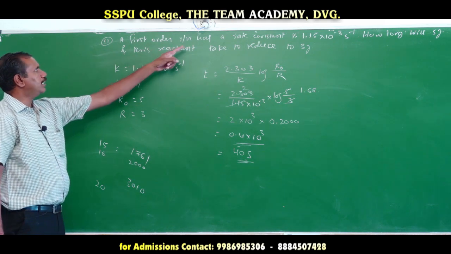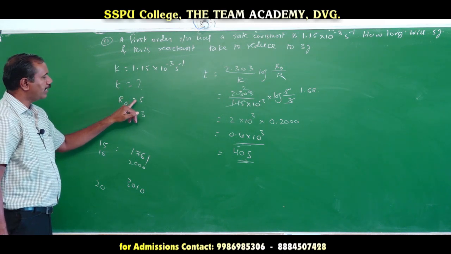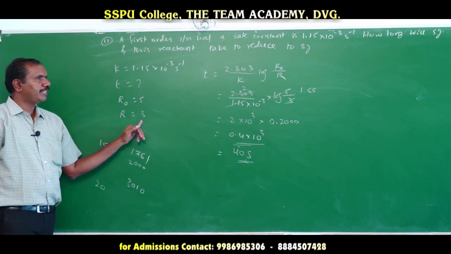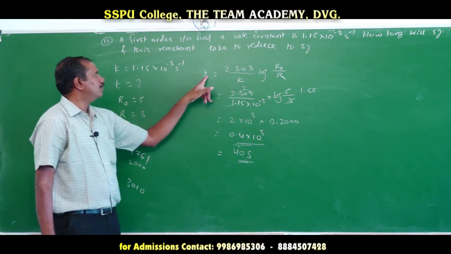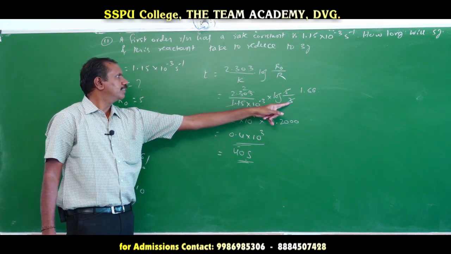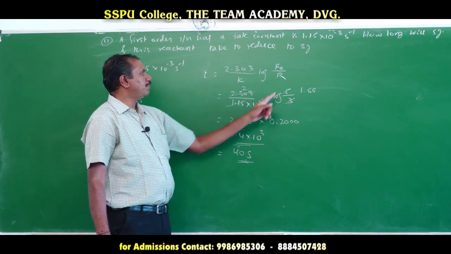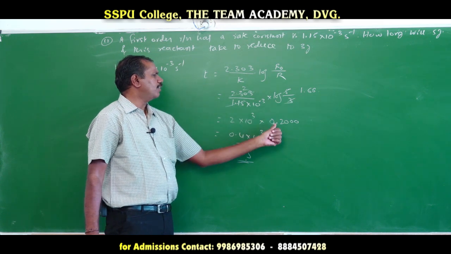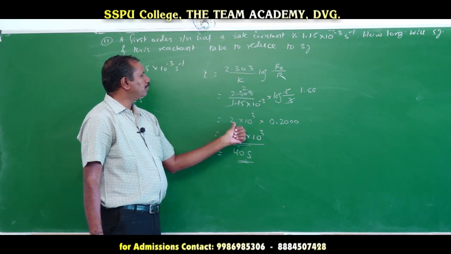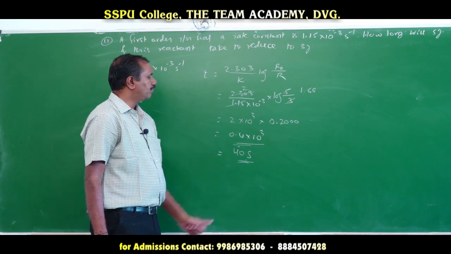So the first order kinetic rate constant is given. How long will it take to reduce the concentration of reactant from 5 gram to 3 gram? Initially it is 5, finally it should be 3. How to find out t? The k value is given, R naught is given as 5, the R value, that is the concentration, is 3. 5 by 3 means 1.66. The log value for 1.66 is 0.200. This nearly becomes 2 into 10 to the power of 3, 0.4 into 10 to the power of 3, nothing but 40 seconds.